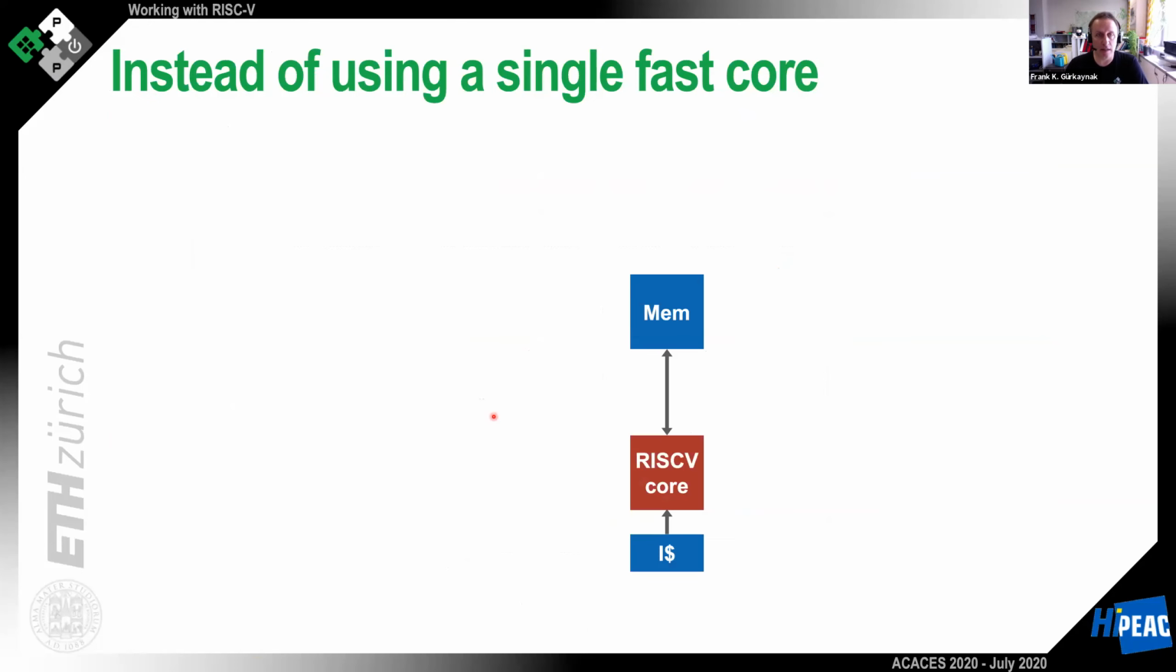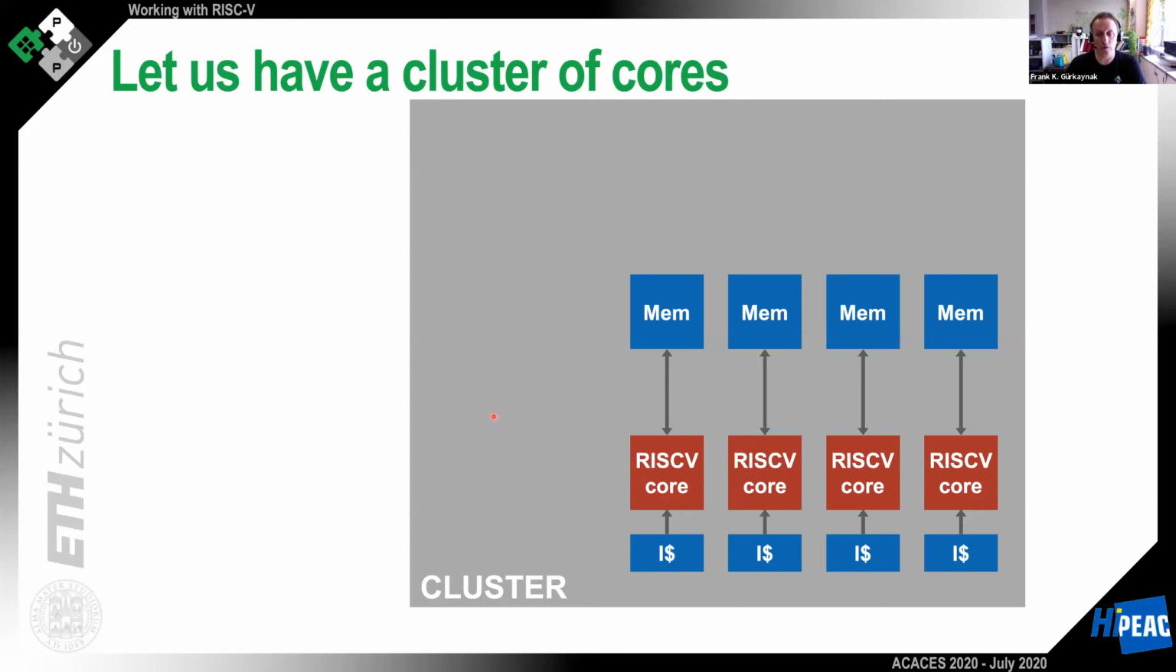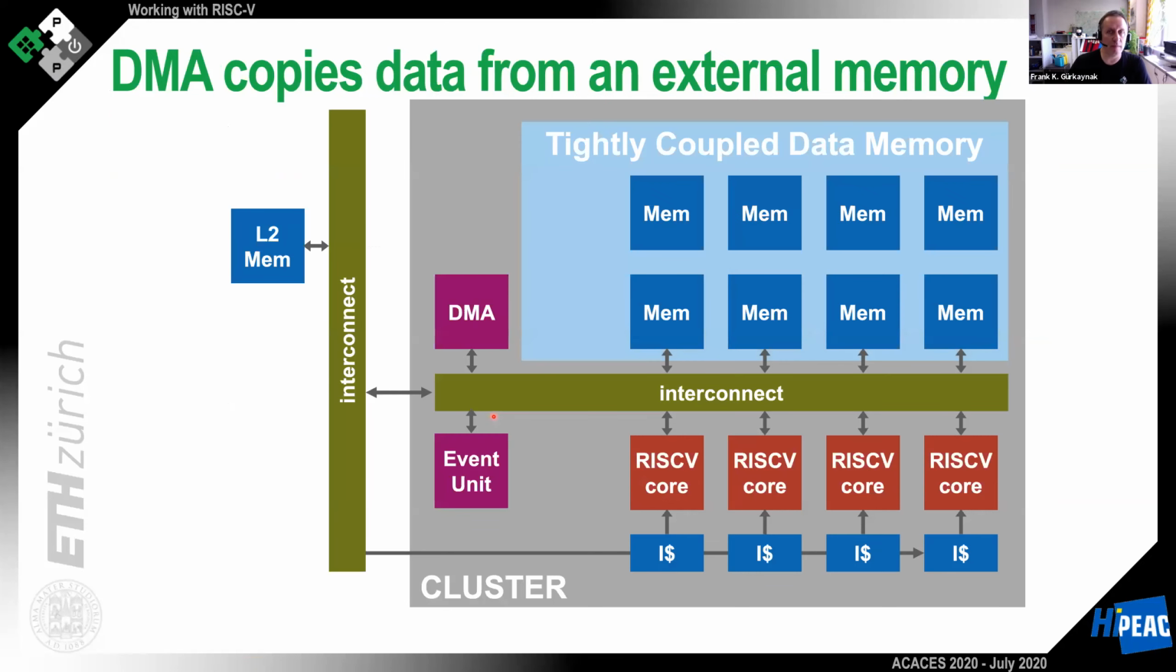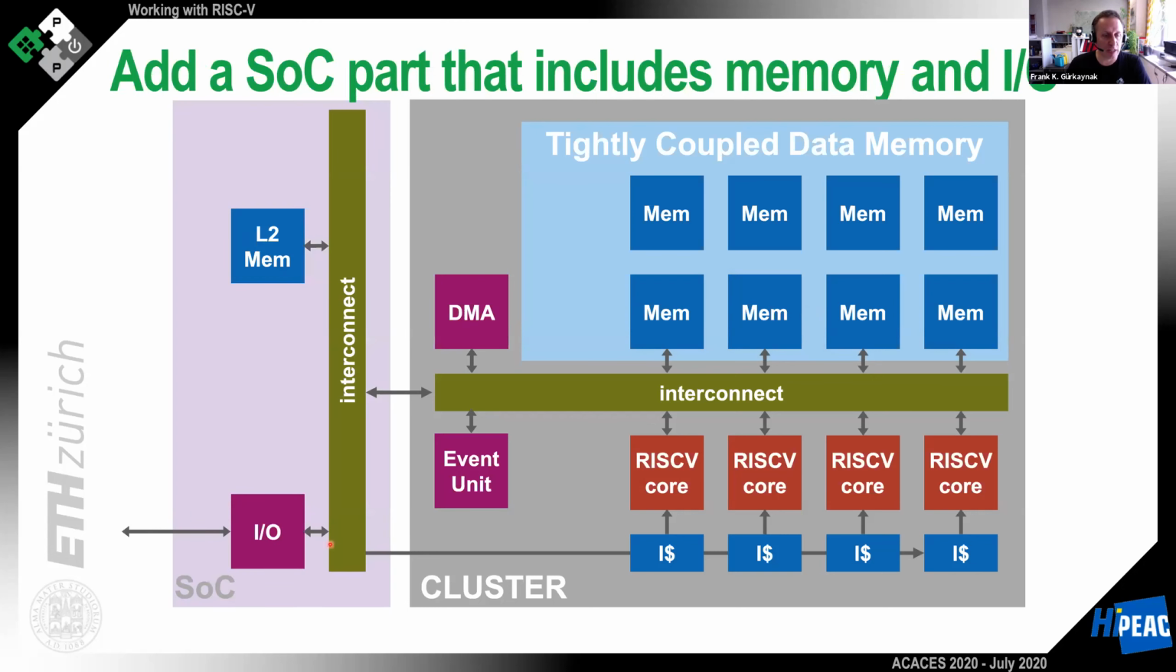So the idea, instead of using a single fast core, is that we put them in a cluster, we share the memories, and we have maybe a hierarchy where the larger memory is outside. We use a DMA to copy the data into the local memory. There are no caches involved here. And maybe have a subsystem that also provides some I/O, so the system can also communicate with the outside world. So this is the most basic one that we were talking about. Notice that there is nothing more intelligent here.